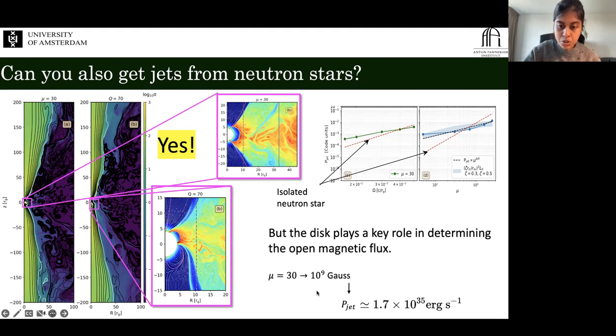Before I go there, just to give you an idea of what we are talking about here, if we convert our simulation to CGS units, if you have a mu of 30, and mu 30 corresponds to 10 to the 9 Gauss, you basically have a jet power of 1.7 times 10 to the 35 ergs per second. And this is basically the Poynting flux that we're talking about in the jet power.